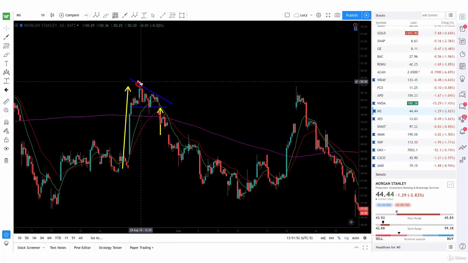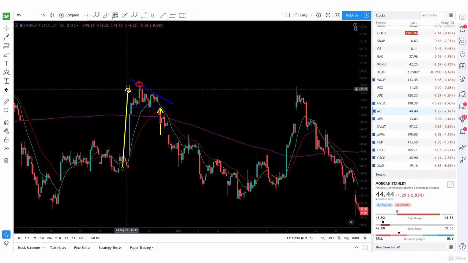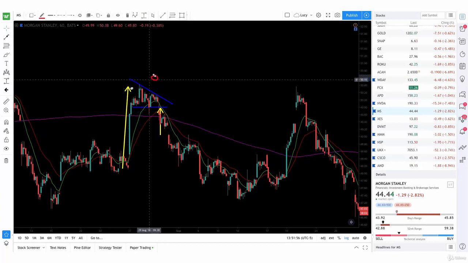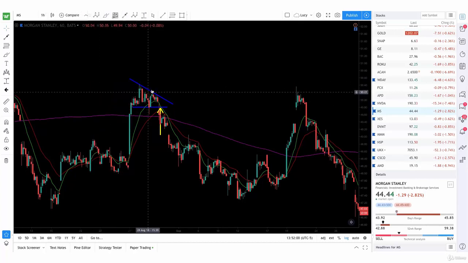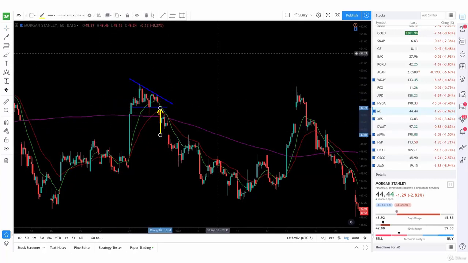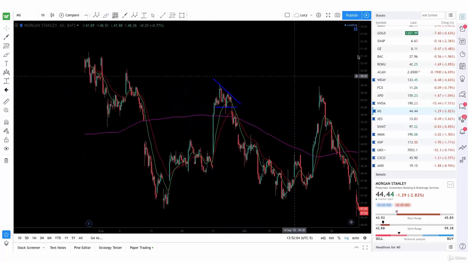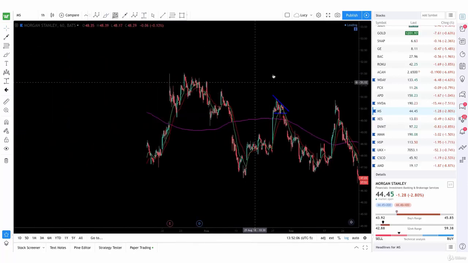So all these triangles and wedges, you calculate them by the opening. We can calculate the targets. Okay. Now we're going to look at the next. We have it right here.